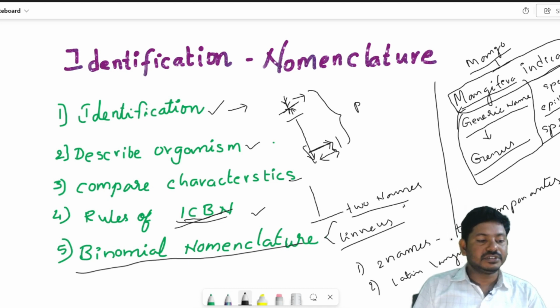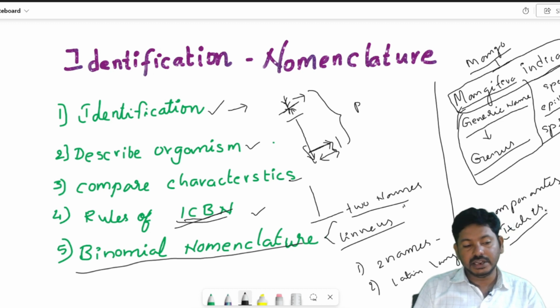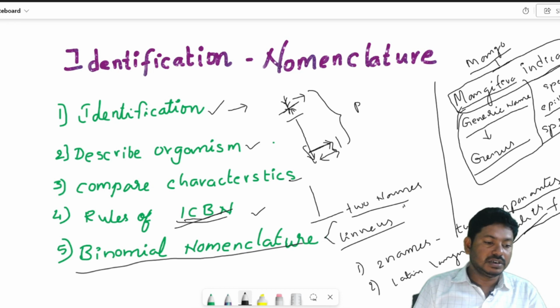Next, when we write these two scientific names, we should print this botanical name in italics only. We already know about the italics font. The italics font is always like this.